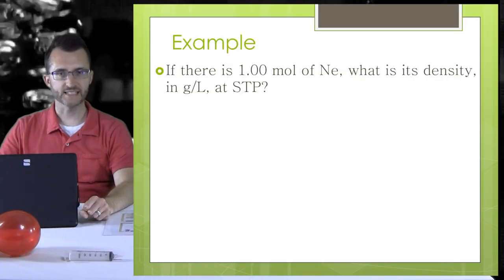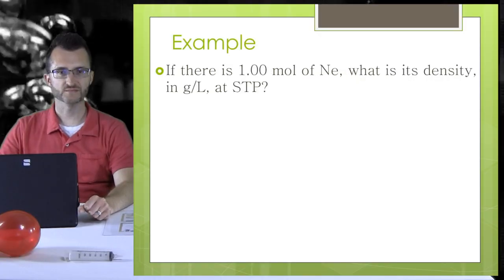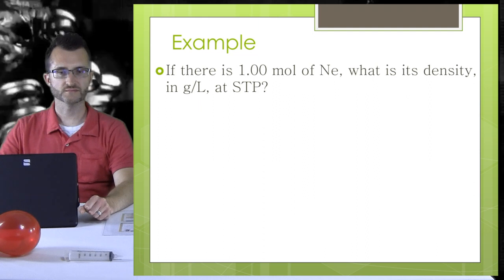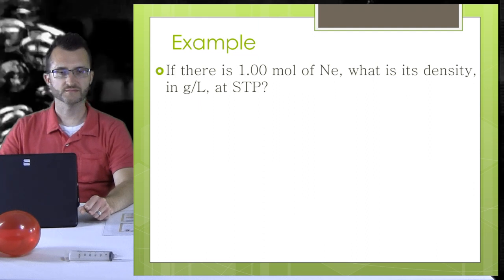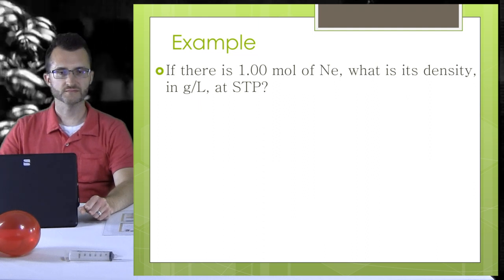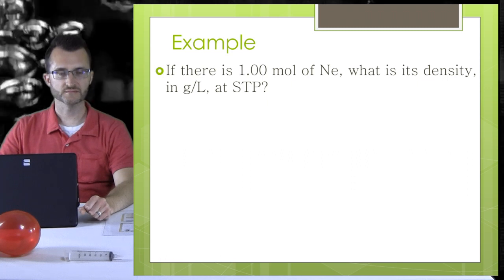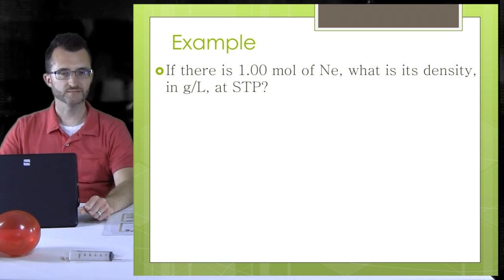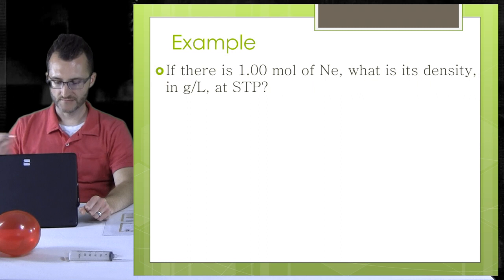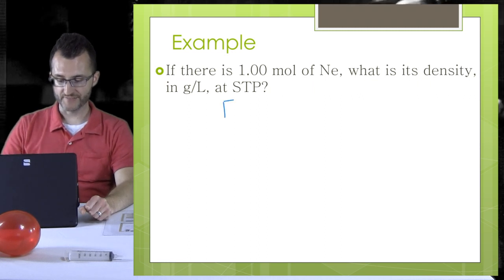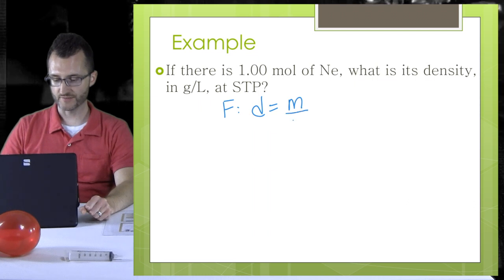Are you ready? Yes, I am. All right, if there is 1.00 moles of Ne, what is its density in grams per liter at STP? All right, so we're doing density, so our formula should be? Well, this is off of Table T. Density equals mass over volume.